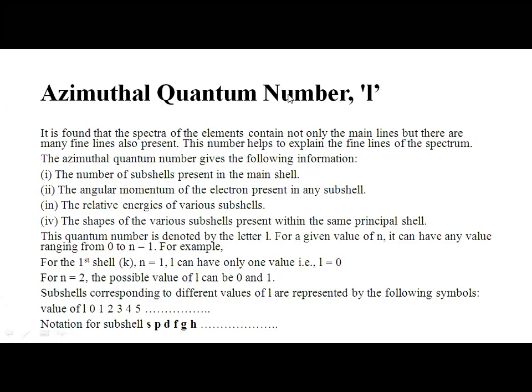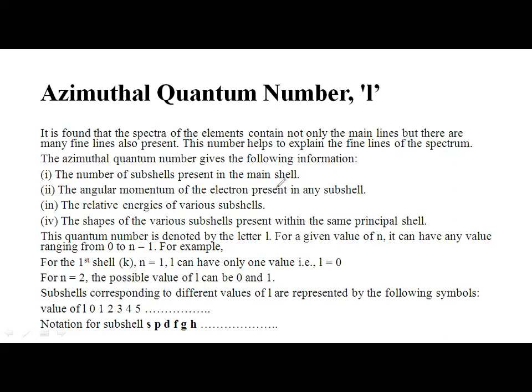Coming to the second one, azimuthal quantum number, which is denoted by the symbol small l. It is found that spectra of elements contain not only main lines, but there are some fine lines also, which was not explained by Bohr. This number helps us to explain the fine lines of the spectrum. So what information does azimuthal quantum number give? It gives us the number of subshells. In the main shell, there are subshells. That information is given by azimuthal quantum number.